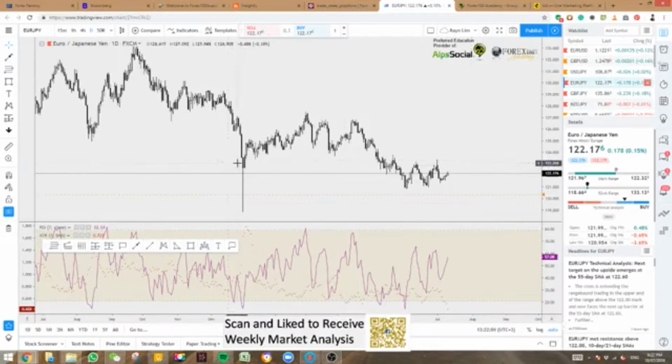I do have students who often ask me, hey Rain, this week over here, do you actually consider this as a wick, or do you just ignore it because you know it's a flash crash, and so on?